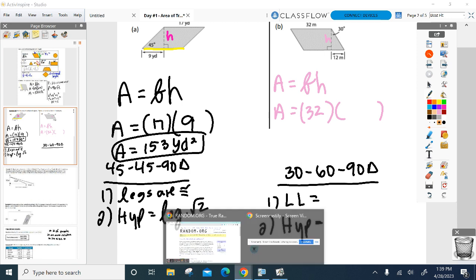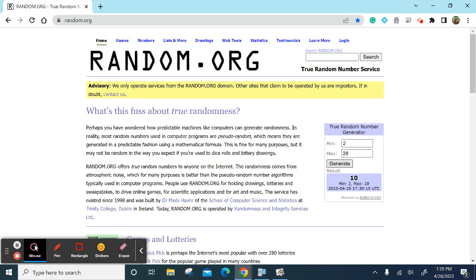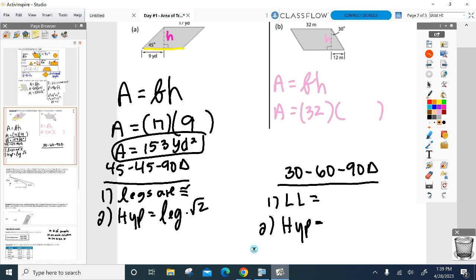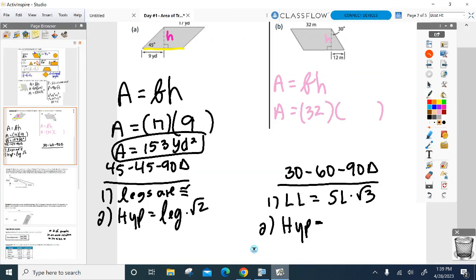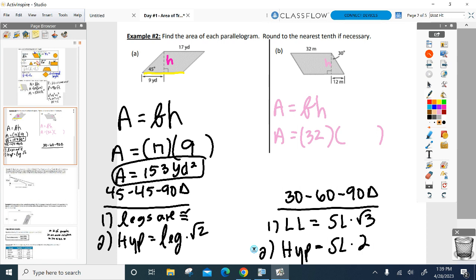All right, what do you got? Longer leg rule. What is it? Shorter leg times radical 3. Good, Zach. And then how about hypotenuse? There you go. Double it. Good work. All right. What's the height then?